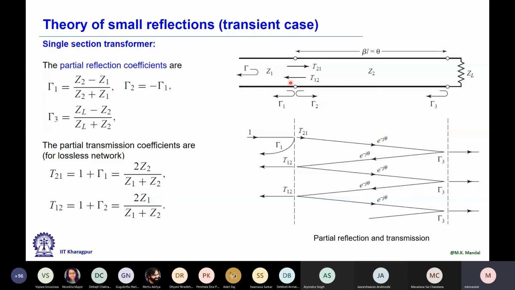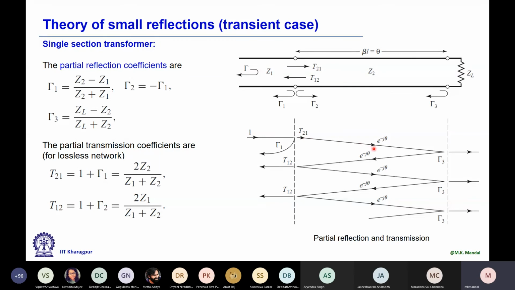So at this junction, we call it partial reflection in time domain. Now a part will be reflected back to the source and a part will be transmitted. And the transmitted part, from port 1 to port 2, is represented by T21, right? So we can also represent this partial reflection and transmission by this diagram. A part is reflected back, which is defined by gamma 1, and a part is transmitted to Z2.